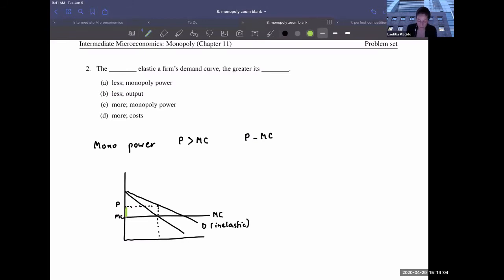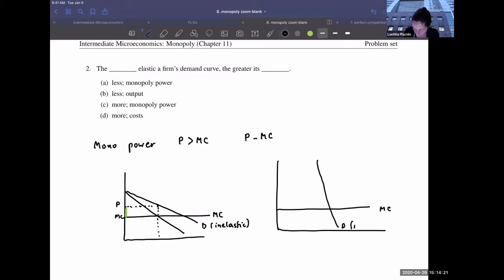All right. So now let's draw the case of a relatively elastic demand curve. I keep the same marginal cost. Oh, sorry, so this is inelastic, and this is elastic.